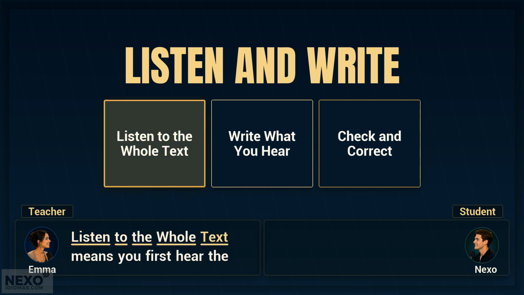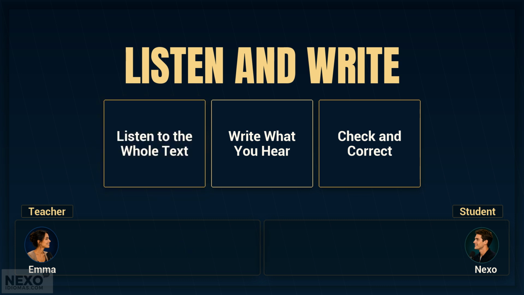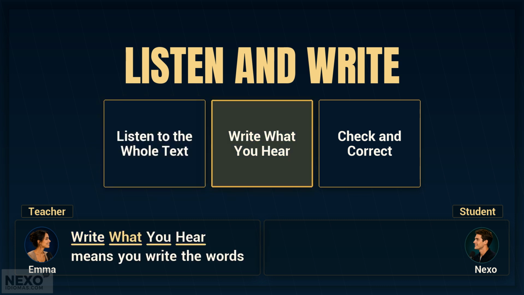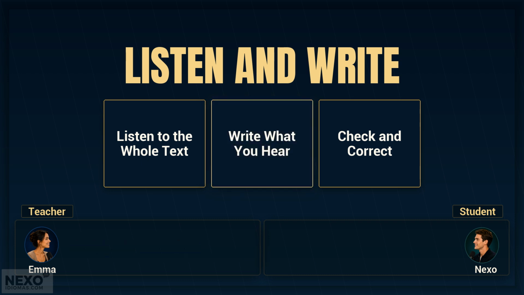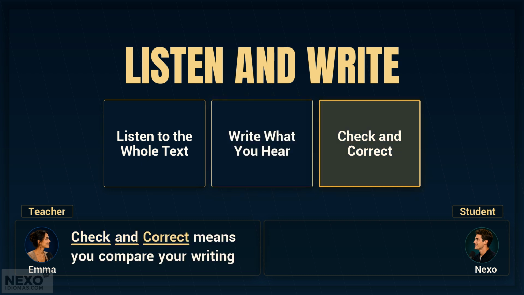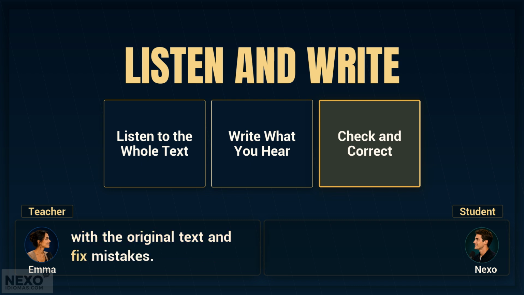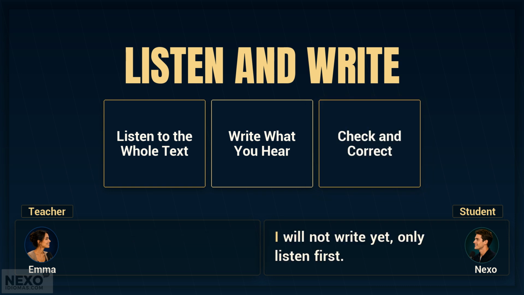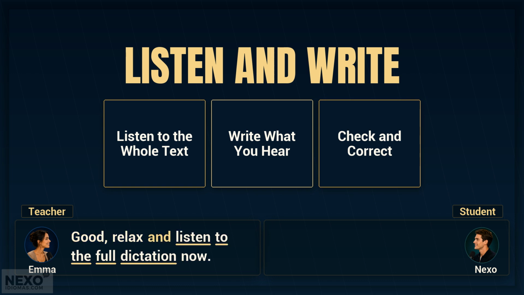Listen to the whole text means you first hear the complete text to understand the idea. Write what you hear means you write the words during the dictation. Check and correct means you compare your writing with the original text and fix mistakes. I will not write yet. Only listen first. Good. Relax and listen to the full dictation now.